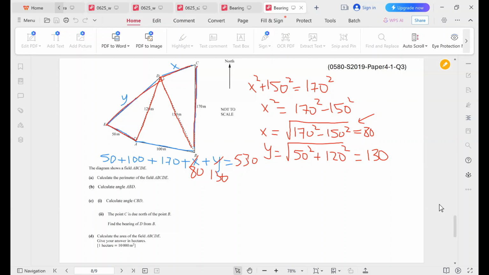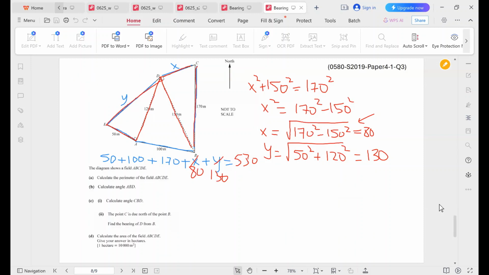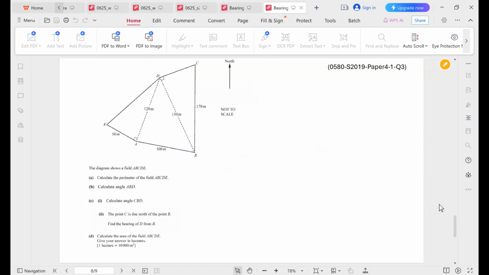So let's check the answer. Yes, the answer to A is 530. So far we're doing okay. Let me erase, and I'm just going to write the values of x and y that we got, 80 and 130 for future reference. This is 80, this is 130.